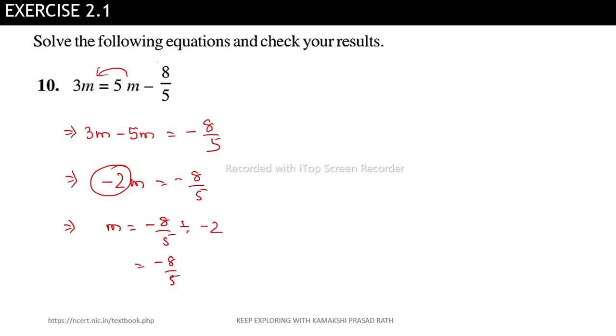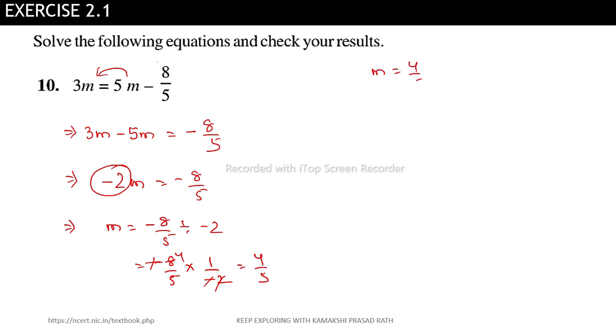So we know already that dividing by a number is the same as multiplying by its reciprocal. So minus 2 becomes 1 by minus 2, the same change in reciprocal. So the first fraction remains as it is, the division becomes multiplication, and minus 2 becomes 1 by minus 2. So minus and minus get cancelled. So 2 ones are 2, 2 fours are 8. So m equals 4 by 5.